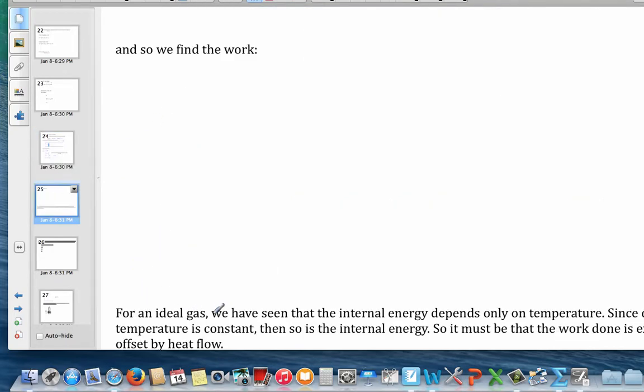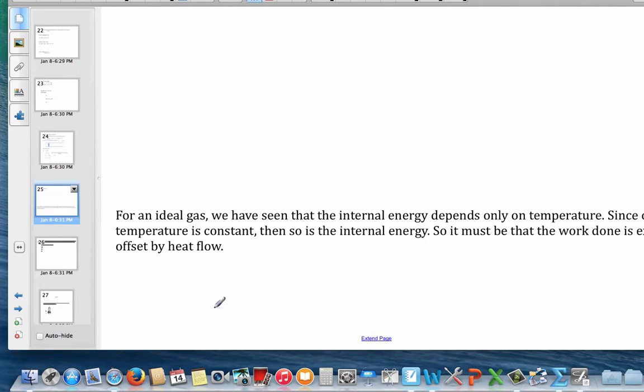Now, for an ideal gas, we've seen that the internal energy depends only on temperature. So if the temperature is constant, then so is the internal energy. That means there's no change in internal energy in this thermodynamic process. If we apply the first law of thermodynamics, there must be an exact offset between the work done and the heat flow in an isotherm.